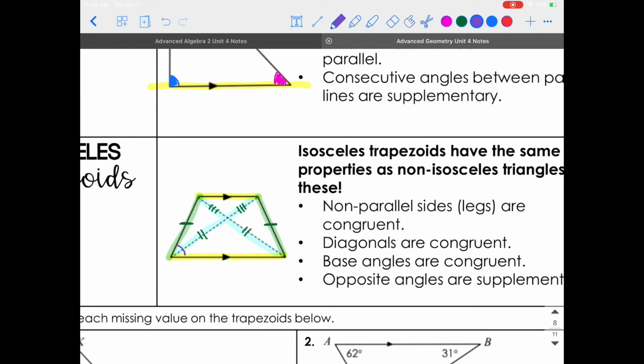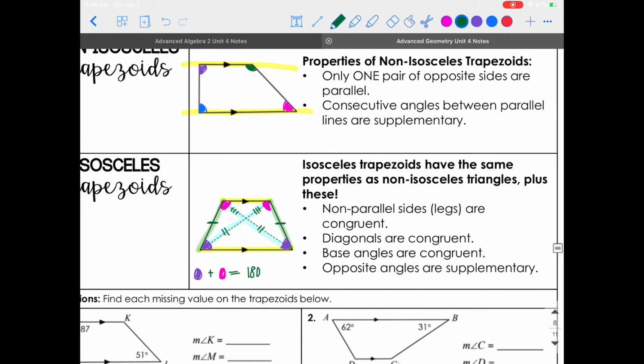Now, these base angles, those are these big angles here at the bottom. These base angles are congruent. And these angles up here are congruent. And any purple angle and any pink angle, if I add them together, we're going to get 180. So those are a few things about the trapezoid.